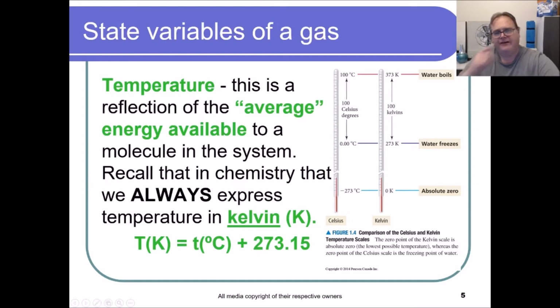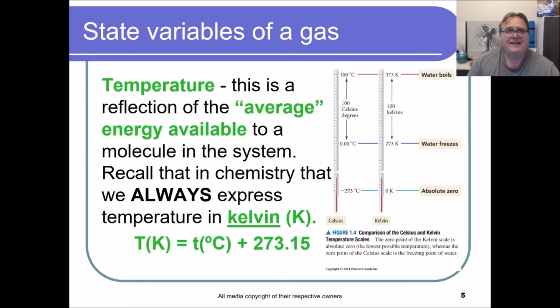Our next state variable is the temperature. Effectively, what we're going to find out is that temperature in many ways is a reflection of the average energy available to a molecule in a chemical system. As the temperature goes up, that molecule has more energy available to it, and really since energy, or at least what we think of as kinetic energy, the energy of motion, has a very simple equation. The kinetic energy is 1/2 the mass times the velocity squared.